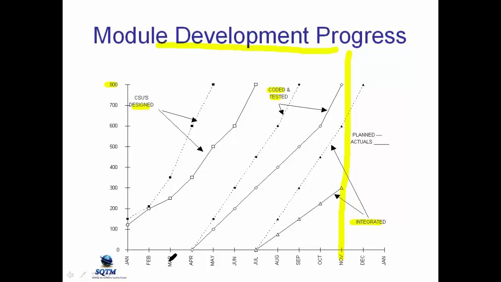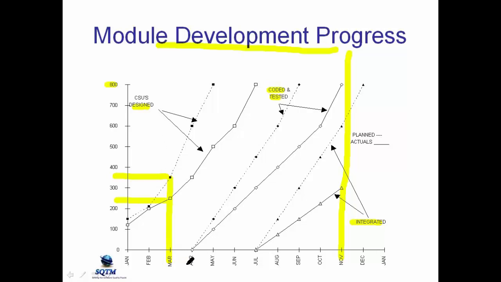We're in March. In March, we had planned to be finished successfully designing 350 modules. And yet, actually, we only designed 250 modules. So in March, we're 100 modules behind our plan.